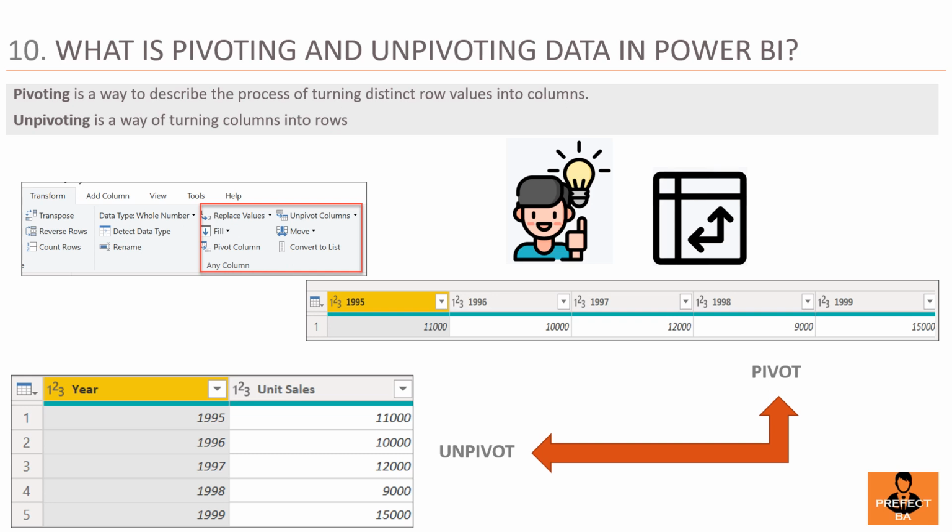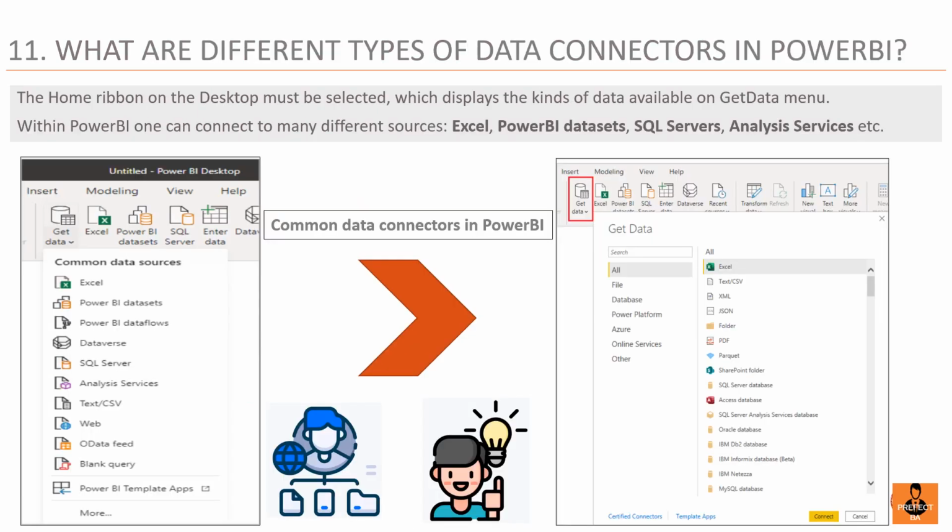What is pivoting and unpivoting data in Power BI? Pivoting is a way to describe the process of turning distinct row values into columns. Unpivoting is a way of turning columns into rows. Imagine that the table is on hinge. Pivoting is like rotating it from a vertical to a horizontal layout, and unpivoting is like rotating it from horizontal to vertical. Question number 11.